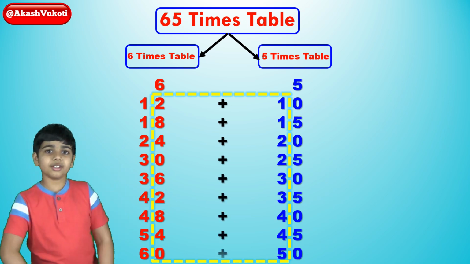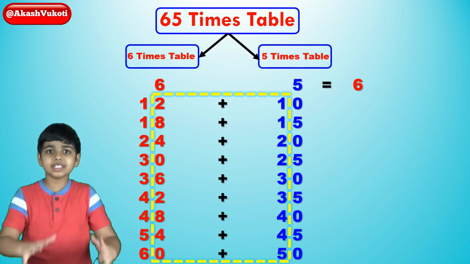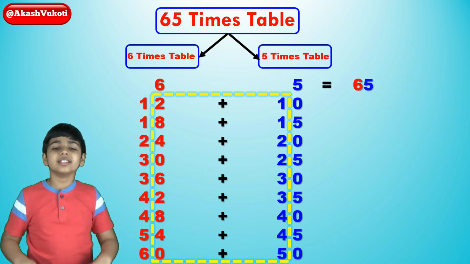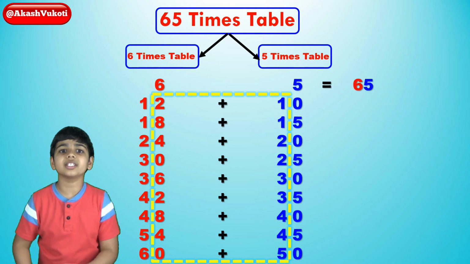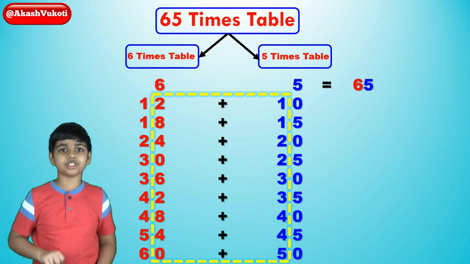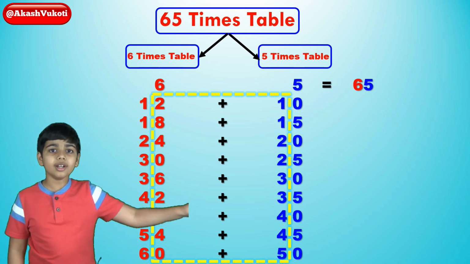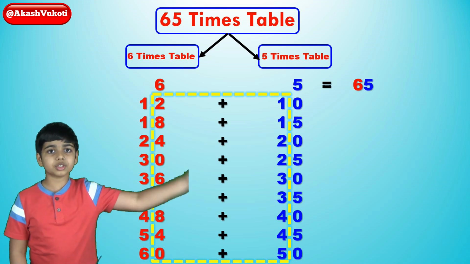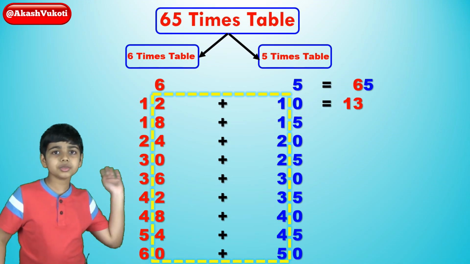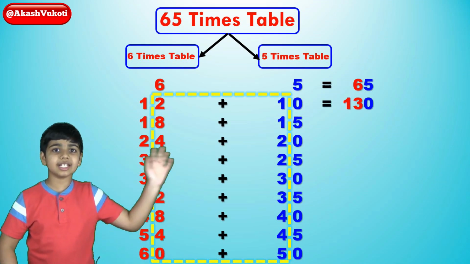Take a look right here. See, 65 times 1 is 6, 5, 65, that's normal. Then 65 times 2 is 12, 10. But look here, 10 is 2 digits. We got a 1-digit space there. So instead what we do is add the 1 to the 12. So 12 plus 1 gets 13. So it becomes 130.